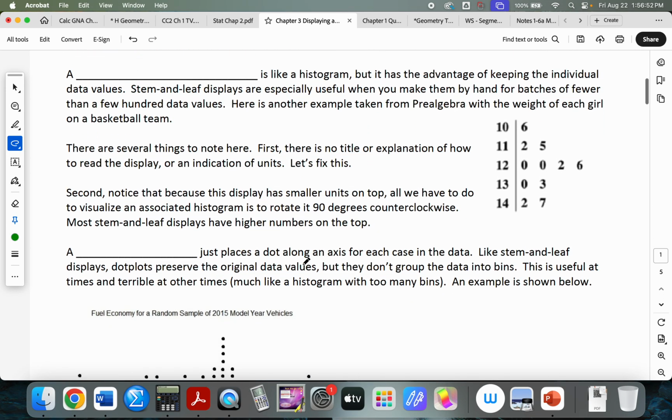All right. So another one that is, again, straight out of the 7th grade textbook is a stem and leaf display or a stem and leaf plot.